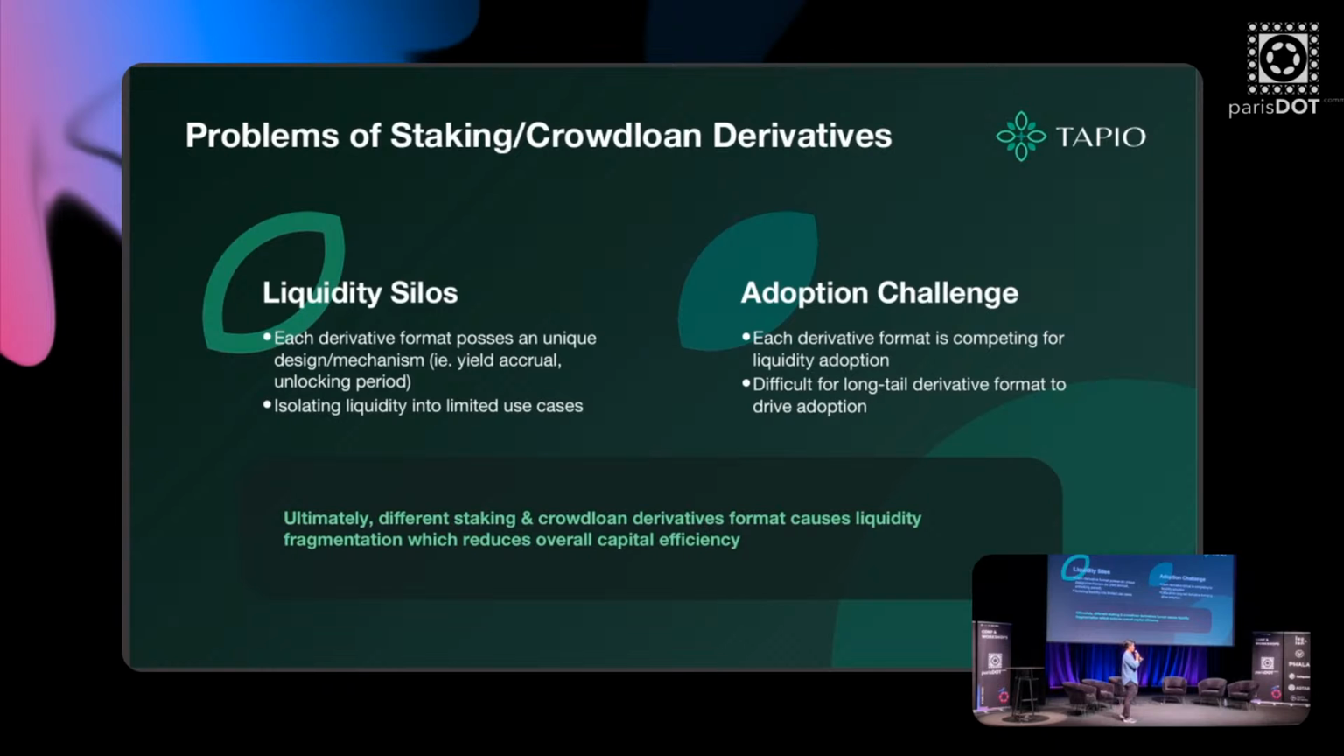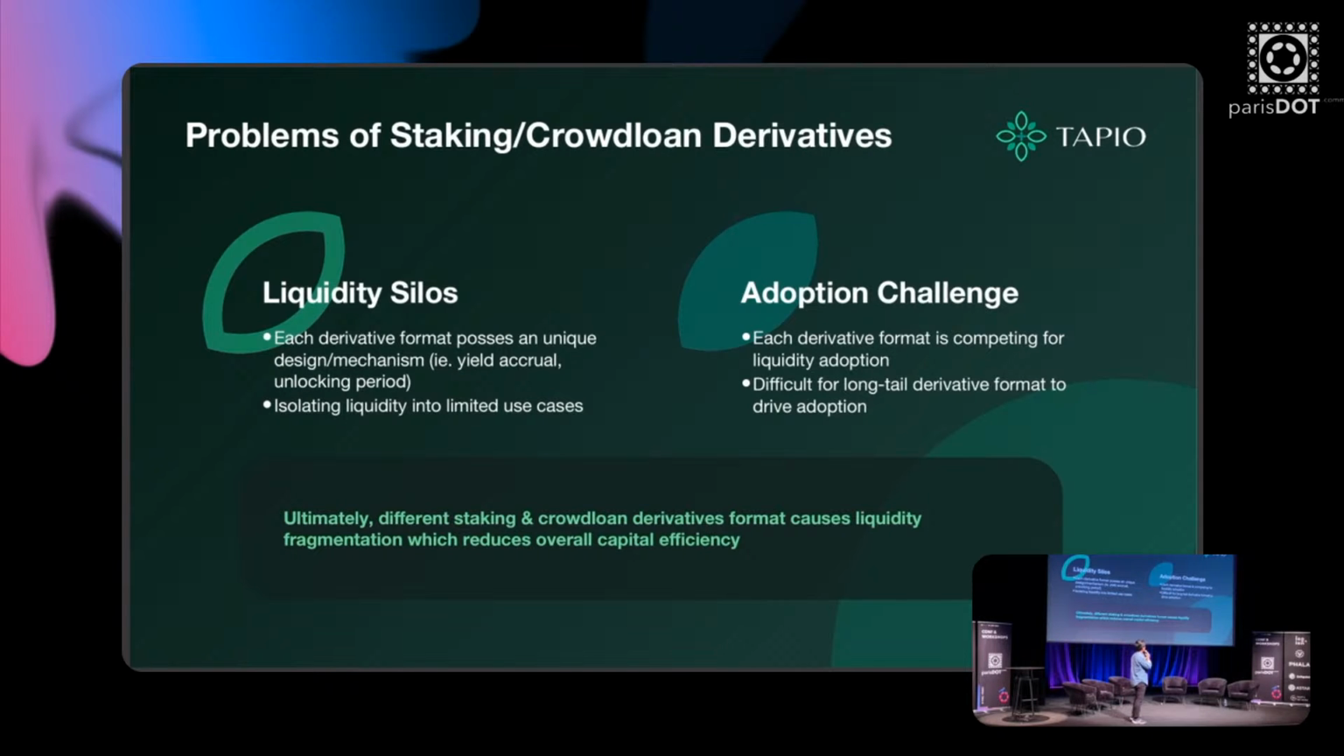And ultimately, with these different mechanisms, it also isolates that liquidity into its own pocket. You can think about it like this: parachain 1 has its own liquid staking DOT, and parachain 2 also has its own liquid staking DOT. But the two have different yields and different redemption. From a user's point of view, which one should you use?